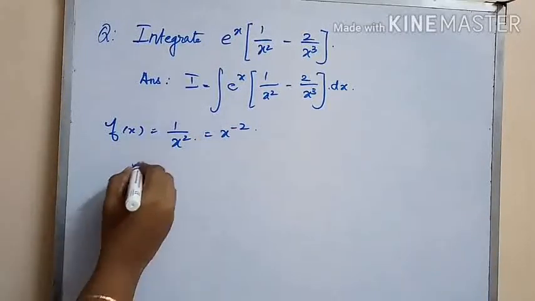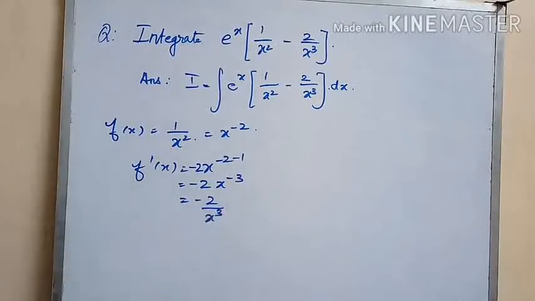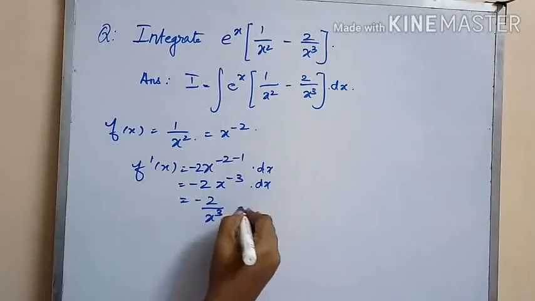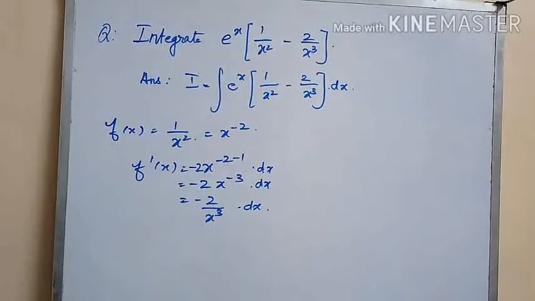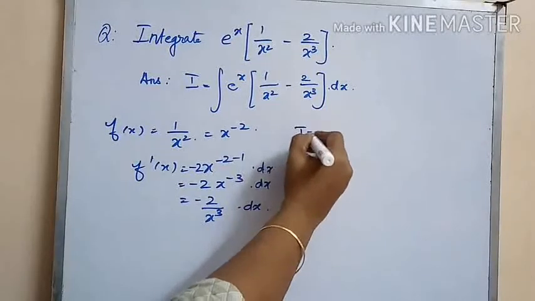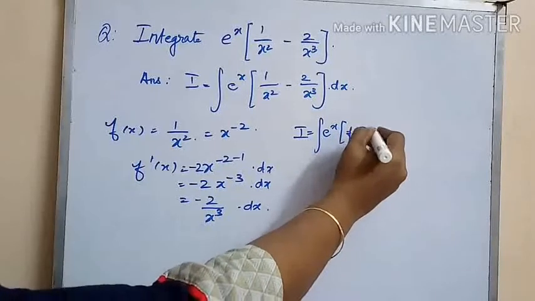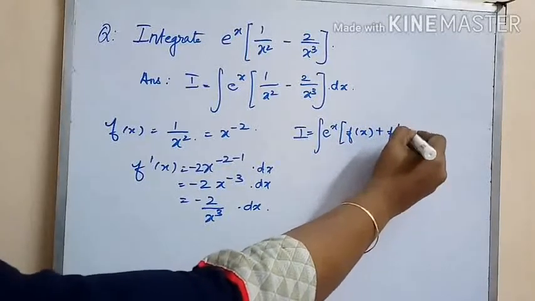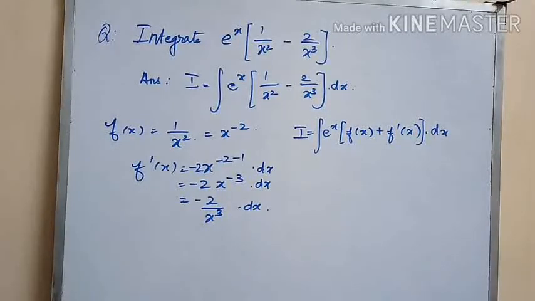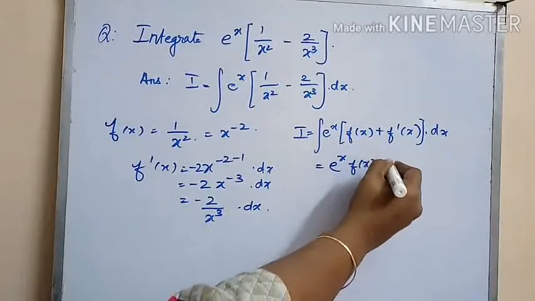Here let the function f of x be 1 by x squared, that is x to the power of minus 2. Then f dash of x will be minus 2 into x to the power of minus 3, which can also be written as minus 2 by x cube into dx. This is of the form integral of e to the power of x into f of x plus f dash of x into dx. Integration of this type will give you e to the power of x into f of x plus c.